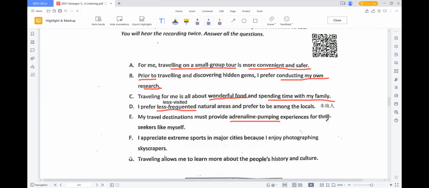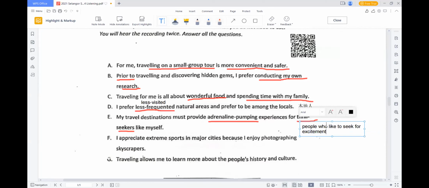Okay, thrill seekers means people who like to seek those kind of excitement. Thrill seekers means seekers of excitement, people who like to seek for excitement through various activities. Okay, it doesn't matter, maybe go for traveling or go for adventures or whatever. So this is called thrill seekers. So you can write this down, thrill seekers. And then F and G, Kai.